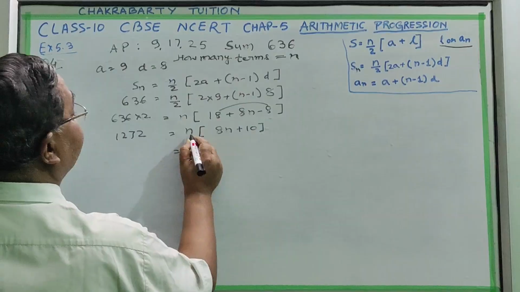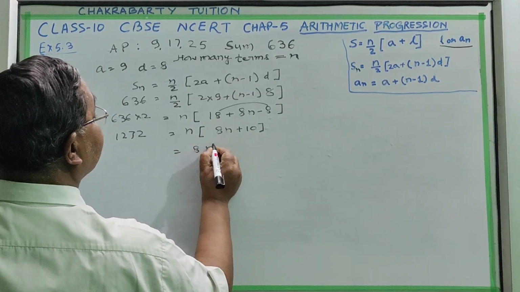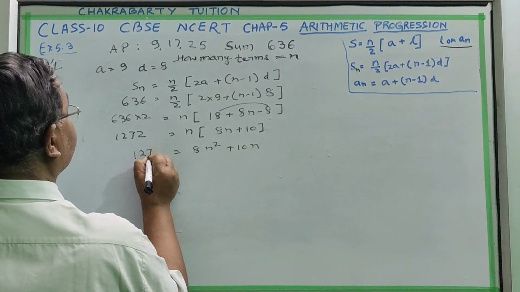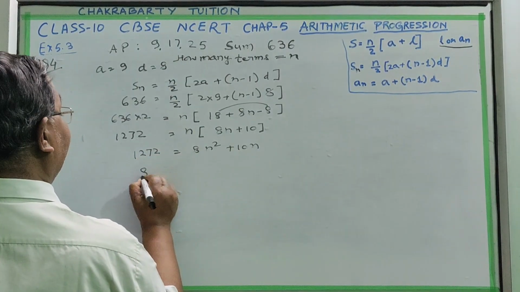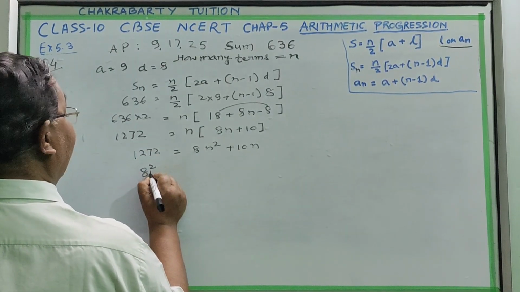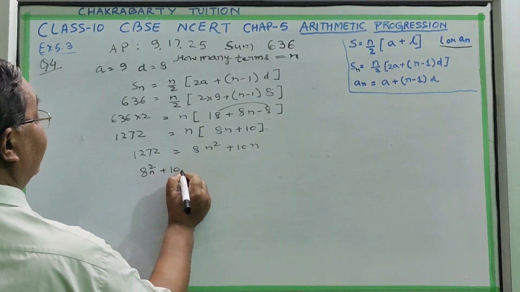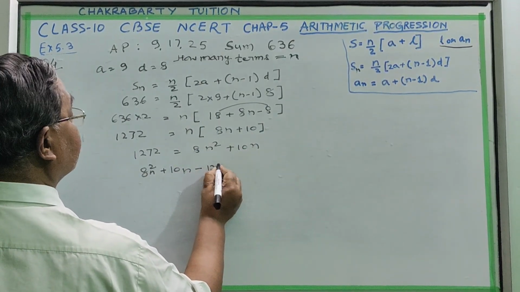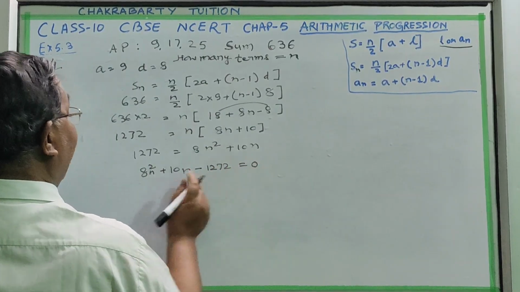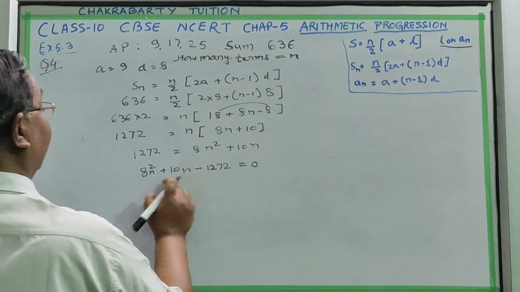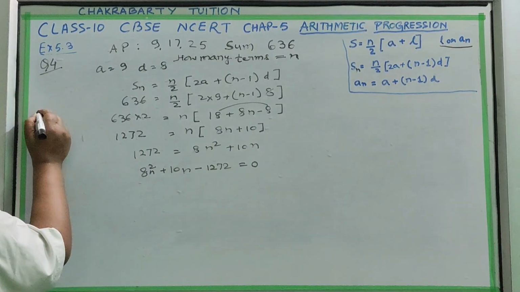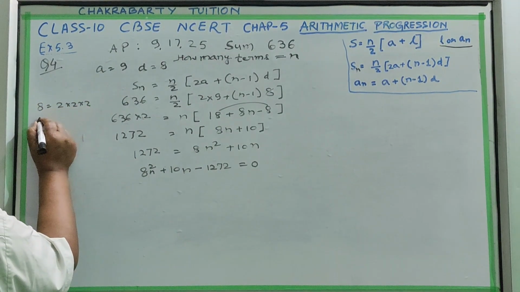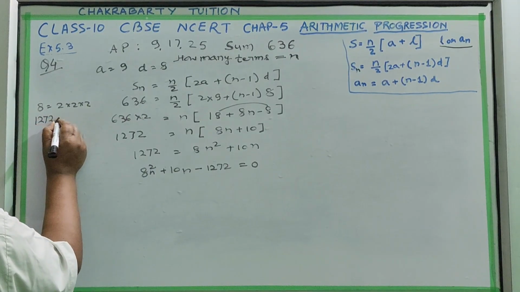Okay, so here it will multiply: 8n square plus 10n is equal to 1272, or we can write it as 8n square plus 10n, and this goes to this side and becomes minus 1272 equal to 0. And this we have to solve. For 1272 and 8 we have to find a factor. For 8 we have got 2 into 2 into 2, and 1272 we will find.